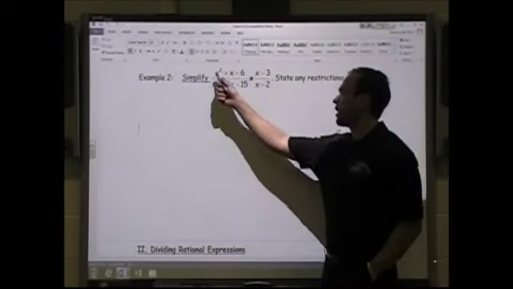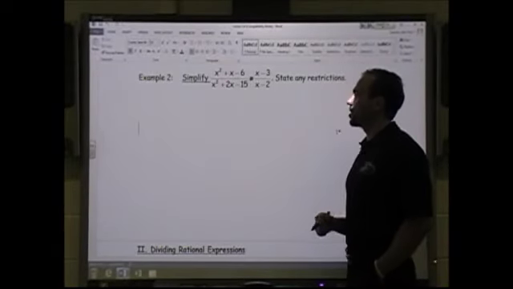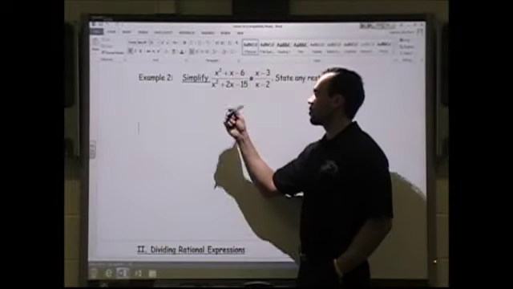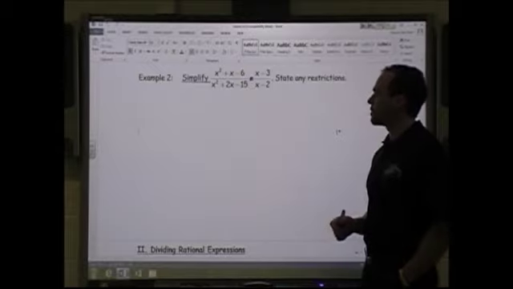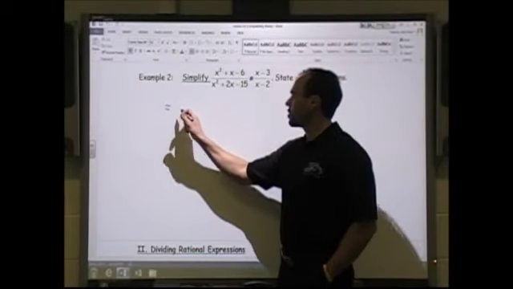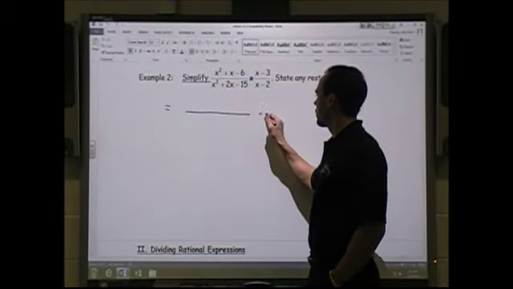So I have this trinomial x squared plus x minus 6 on the bottom. On the top, on the bottom I have x squared plus 2x minus 15, and I'm multiplying by x minus 3 all over x minus 2. So the first step is always factor. Factor everything. So that's what I'm going to do.